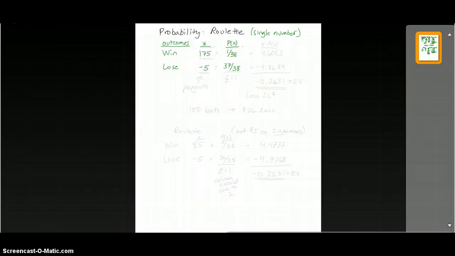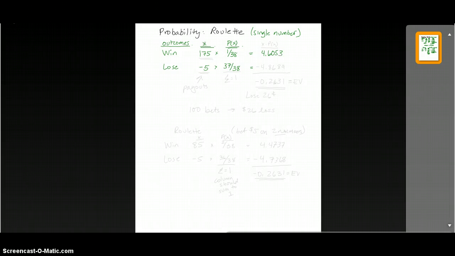Now let's put the probabilities next to it. There are 38 spaces on the roulette wheel, so the probability of winning is 1 out of 38. Down below it, the probability of losing is 37 out of 38, because 37 of those spaces are not the one that I picked. Then we want to talk about the expected value. The expected value is the same as the average when we're working in this section. So it equals the x value, the 175, times its probability, the 1 divided by 38.